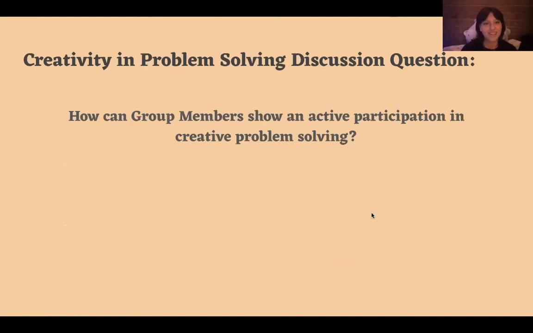And then my discussion question is, how can group members show active participation in creative problem solving? So with everything I went over, I think it's really important to reemphasize that non-judgmental factor, and maybe with this question, keep that in mind.